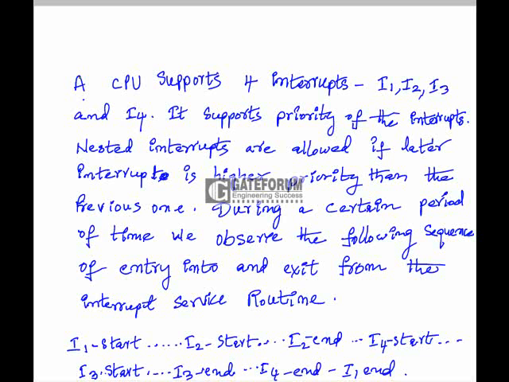A CPU supports 4 interrupts I1, I2, I3 and I4. It supports priority of the interrupts. Nested interrupts are allowed if a later interrupt is higher priority than the previous one. That means while you are executing one interrupt service routine, if any other interrupt arrives, then definitely the higher priority interrupt will be serviced, so that the interrupts can be executed in nested order. During a certain period of time, we observe the following sequence of entry into and exit from the interrupt service routine. So some sequence is given.